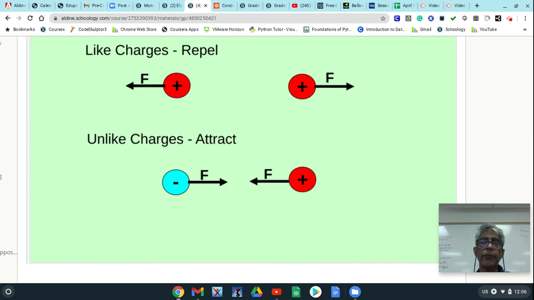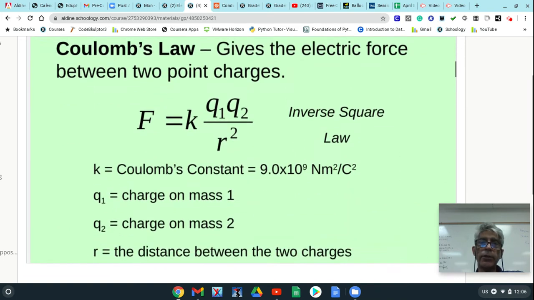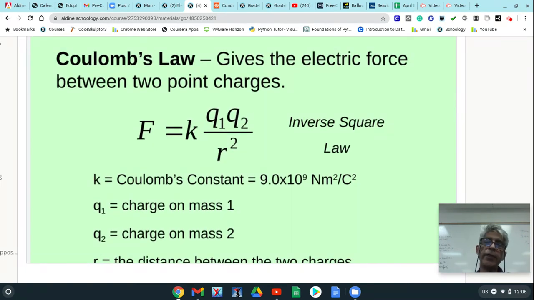Now we're going to go a step further and say, okay, we know there's a force and we know what direction it is, but let's calculate that force. And what do we calculate force in, guys? I hope you said Newtons. So this is Coulomb's law, which gives you the formula to find the electric force between any two charges. I hope it looks familiar to you.